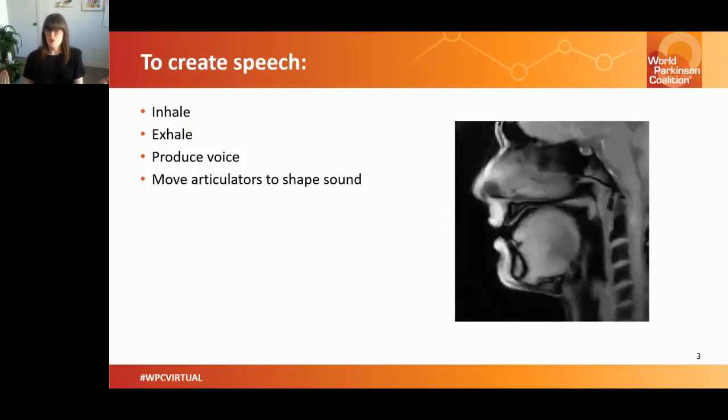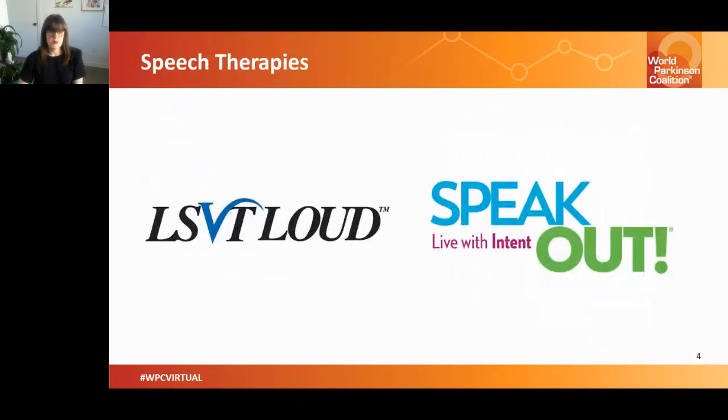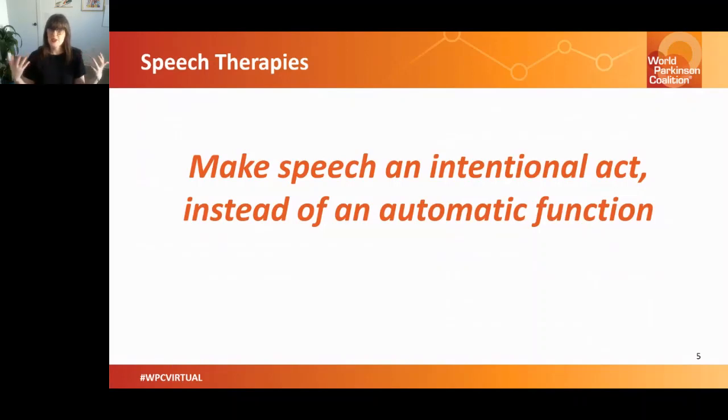So speech is a movement. Like many other movements, it is impacted by Parkinson's disease. There are a couple of different speech therapy programs that are specific to Parkinson's disease. One is called Lee Silverman Voice Treatment Loud, or LSVT Loud. The other one is called SpeakOut. You can see these are both all in capitals, and they emphasize effortful, voluntary production of speech. Really the goal is to make speech an intentional act instead of more of an automatic function.